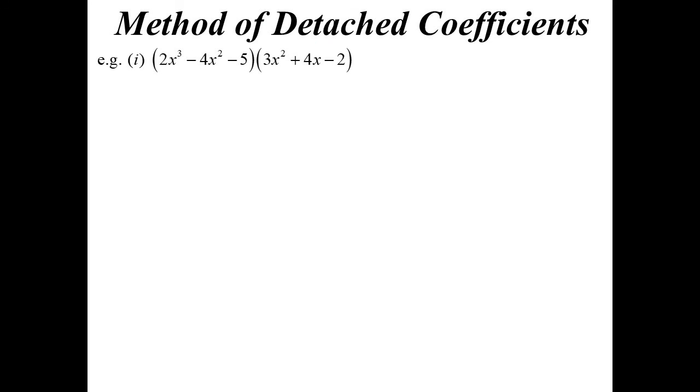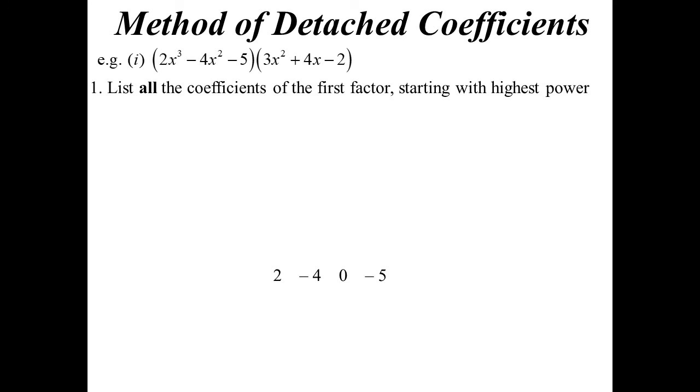Have you ever seen the method of detached coefficients? Quite possibly not. I found it in a textbook that was first published in 18-something or other. But here's how it works. See, I've got a trinomial times a trinomial. List all the coefficients of the first factor. Start with the highest power. But once I've started with cubed, I need a number for every power. So I have the 0 there.